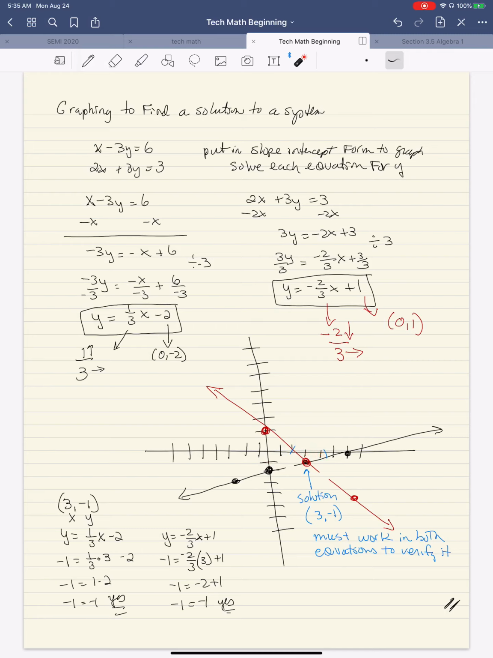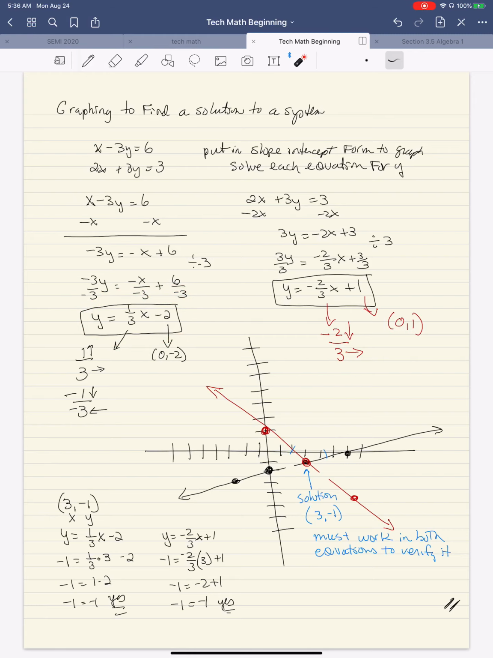That's that one. If I wanted to go the opposite direction, remember a positive slope can have two positives or two negatives. So I could do this as well: down 1 and right 3. So from here, I can go down 1, right 3. That puts me right there. And then I just connect the dots and make my line. So the black line is from this equation here.